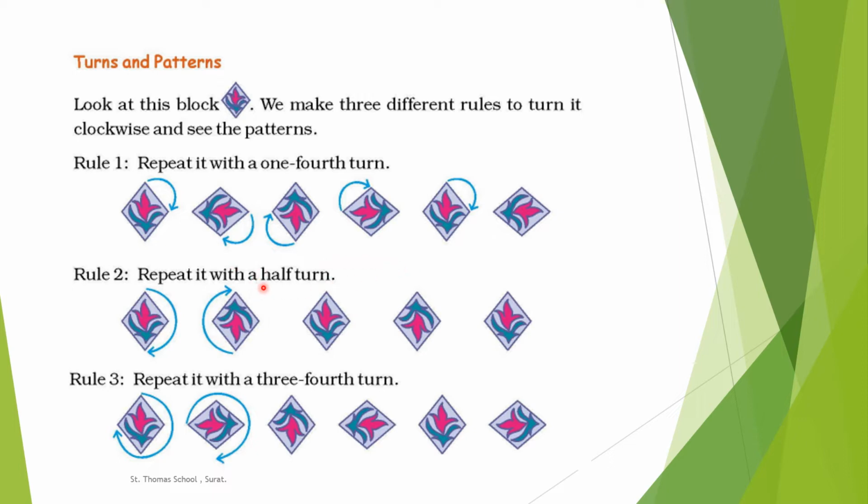So you can see the picture over here, how it is looking. The pink flower is up, looking up. If you take a half turn, look at the arrow mark, how it is going on. In the next picture, you can just see the flower has gone upside down.